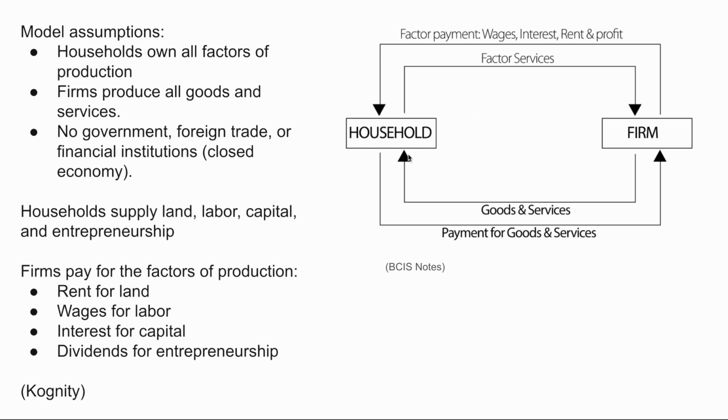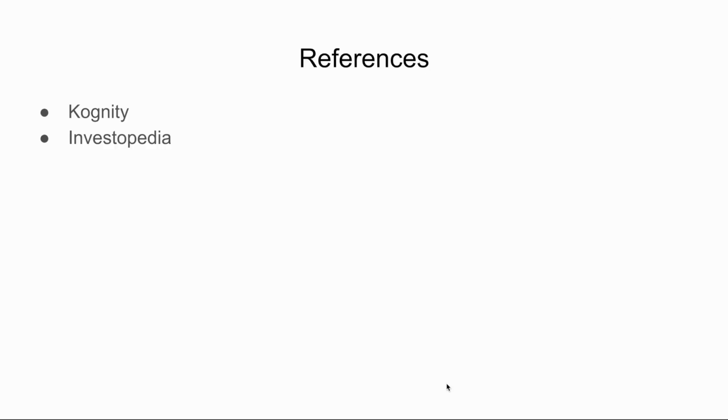As you can see here, the household provides the factor services, land, labor, capital, and entrepreneurship to the firm. The firm then gives goods and services to the household. And then, of course, the household pays for these goods. We pay for the goods produced by a firm. And then the firm uses the payment, the profit of selling these goods and services, as wages, as interest, as rent, as profit. And therefore, this is a closed economy model.